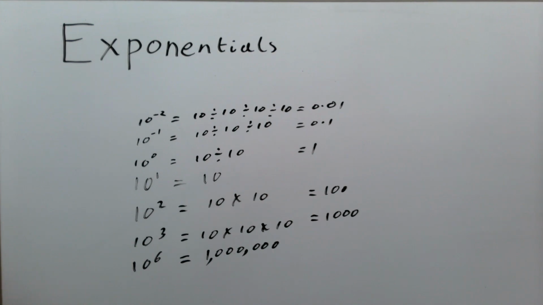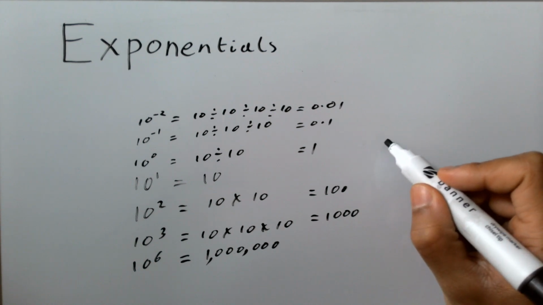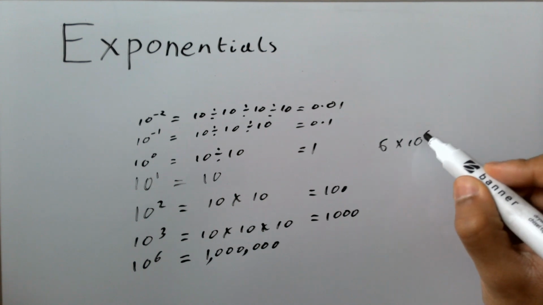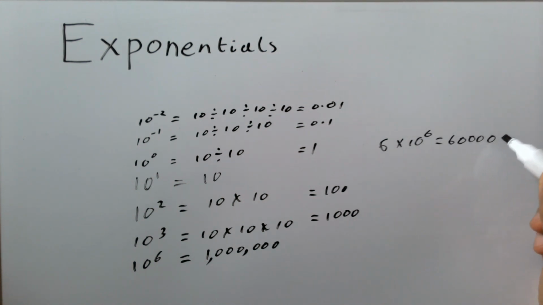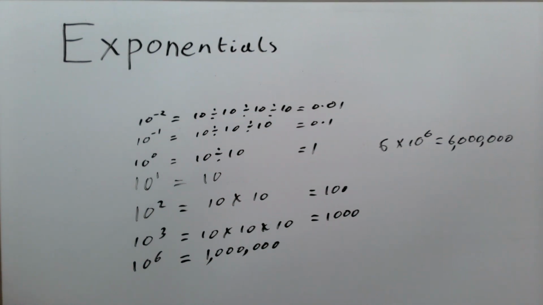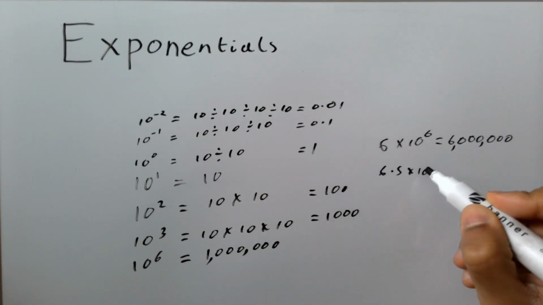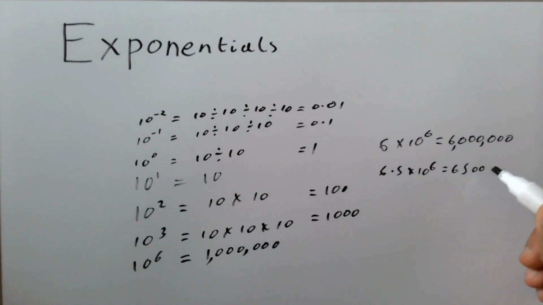That's all well and good, but let's say you want a bit more accuracy than this. What you can do, let's say you want to say 6 million, you can take the number 6, times it by 10 to the power of 6, and that is 6 million. Or if you want even more precision, you can go 6.5 times 10 to the power of 6, and that is 6.5 million.